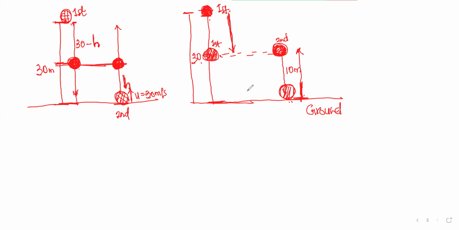Yes, sir. So if the second stone, by the time they meet, has traveled h meters from the ground, then the first stone will travel 30 minus h. It's the same as you got 20 because you subtracted the 10 from 30. So 30 minus 10. Here I'm representing the vertical height by the time they meet by h. So if this is h meters from the ground, then by then the first one would have traveled 30 minus h. Can I continue?